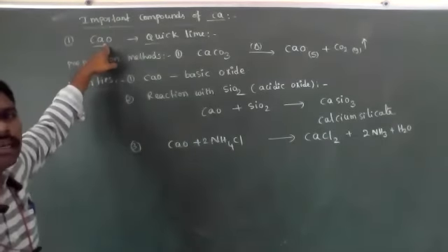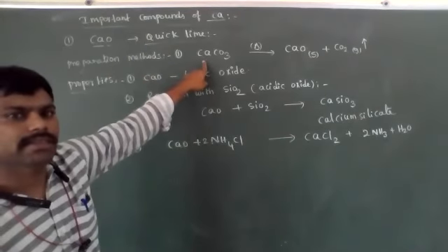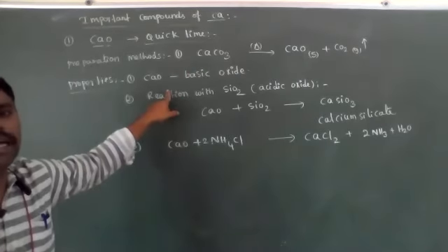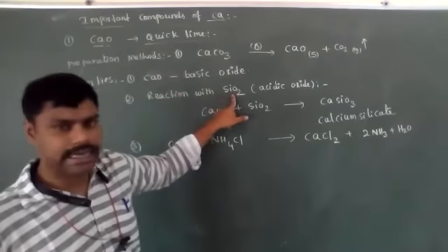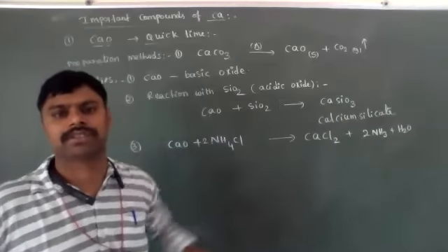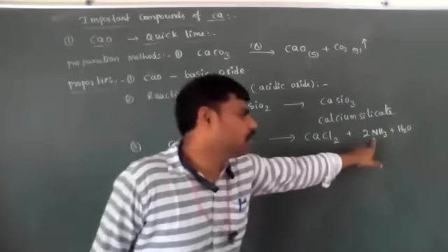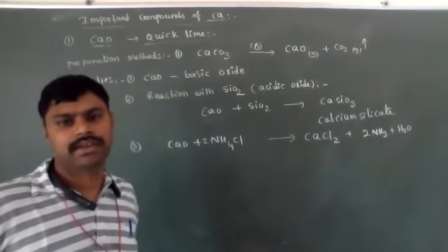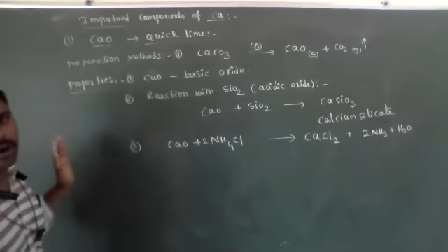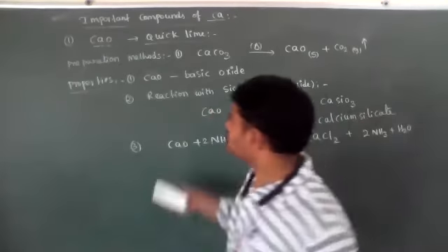So calcium oxide is known as quicklime. Calcium oxide can be prepared by heating calcium carbonate in an open vessel. In the properties, calcium oxide has basic nature, a basic oxide. When it reacts with an acidic oxide like silicon dioxide, SiO2, it forms calcium silicate, CaSiO3. When it reacts with ammonium chloride, it forms calcium chloride, ammonia and water. Okay, students, this is about the important preparation method and properties of calcium oxide. Calcium oxide is named as quicklime.